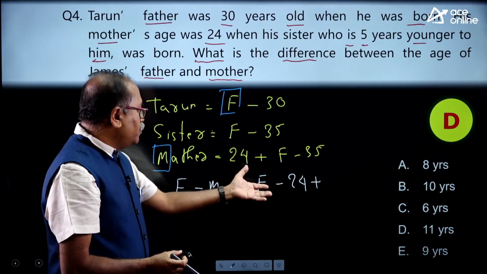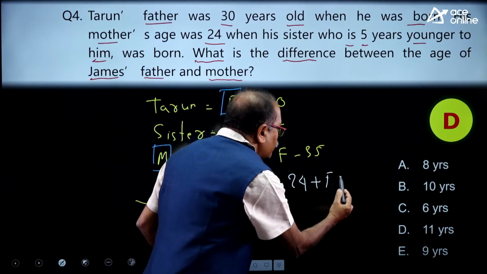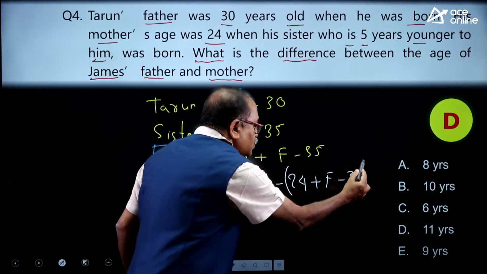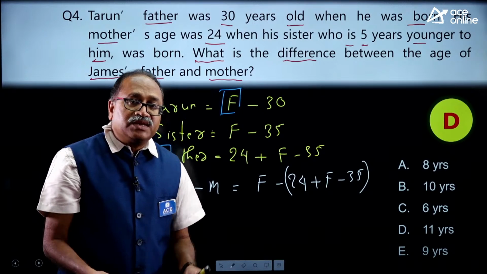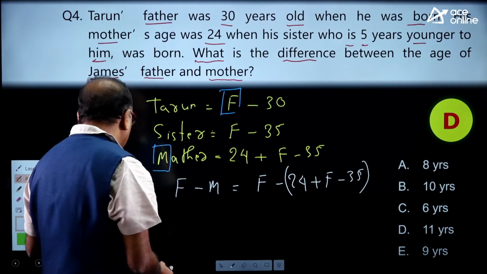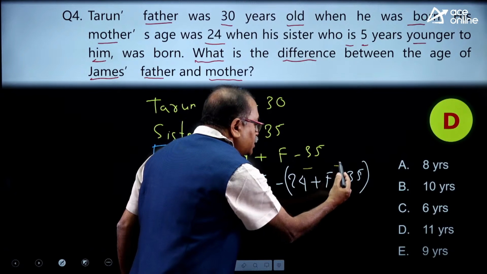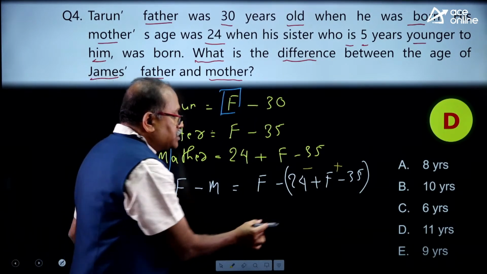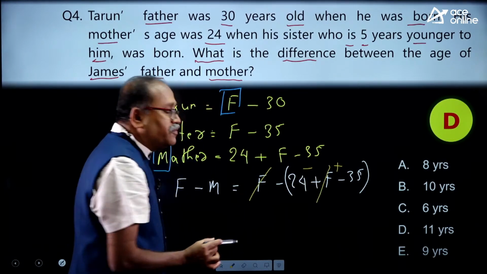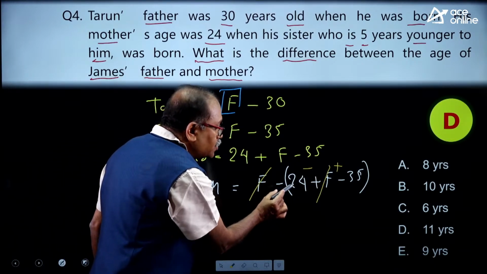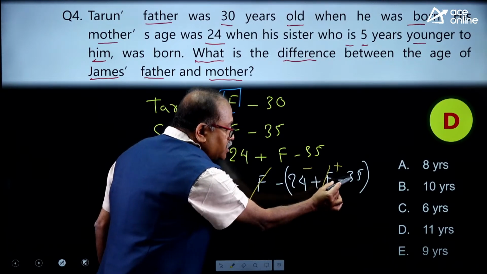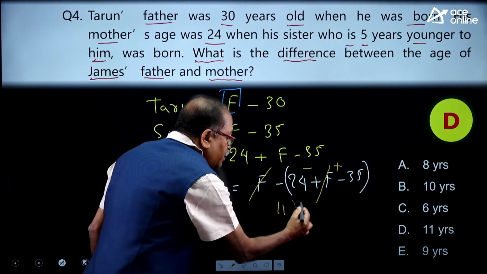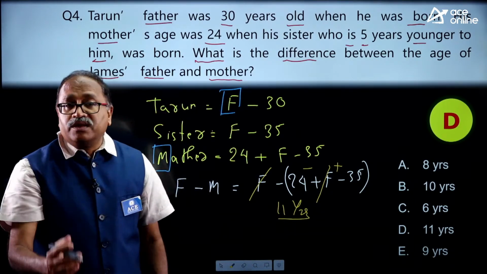Mother's age is 24 plus F minus 35. But please remember that we are subtracting this one. When you are subtracting this, the sign will change: the plus will become minus and the minus will become plus. Am I right here? So what happens? This minus F and the plus F will get cancelled, and here 35 minus 24, which is equal to 11, what Sai said, is correct. 11 years is the age gap between the father and mother.